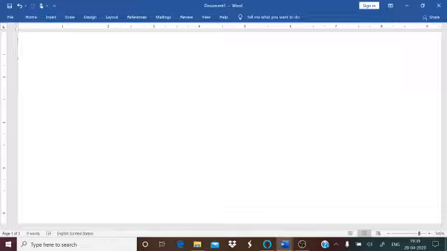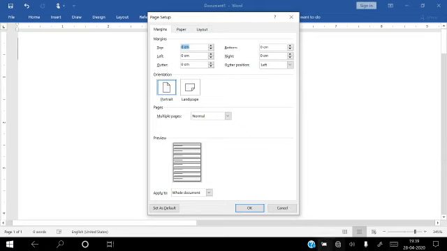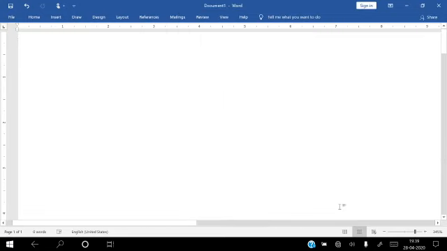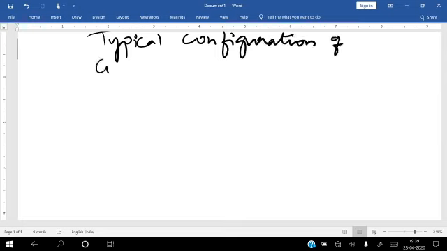Now, the first chapter that we have completed is your typical configuration of the computer system. The first chapter is typical configuration of computer system. Now before starting it, let us just see what a computer is.